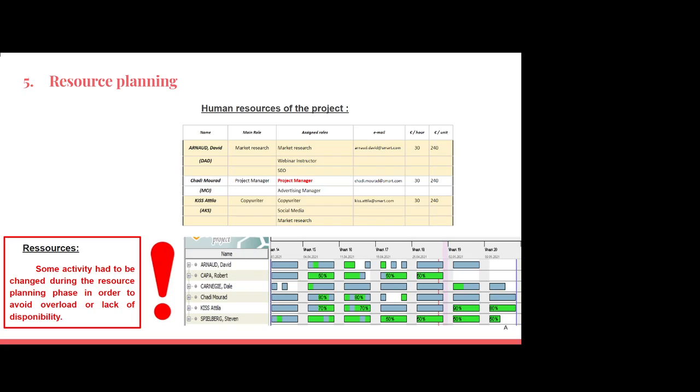And we realized by allocating the resources that we don't always have enough resources. So we had to change a lot of activities to avoid work overload and lack of availability. And now you can see the workload of our team, and now we managed to have availability everywhere, and we even have some spare capacity.